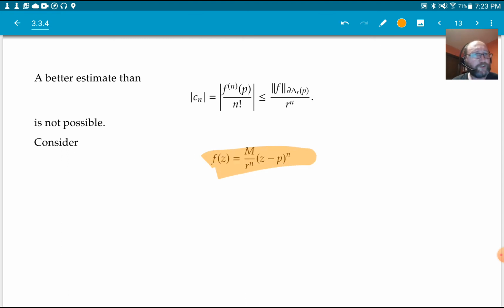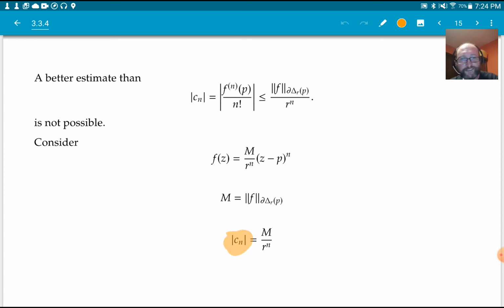So we look at just this polynomial, some m divided by r to the n, times z minus p to the n. Now, if I look at the points on the circle and look at the modulus, I'm just going to get r to the n here, to cancel out this r to the n here, and just get m. The modulus is actually identically m. So its maximum is m, on the circle.